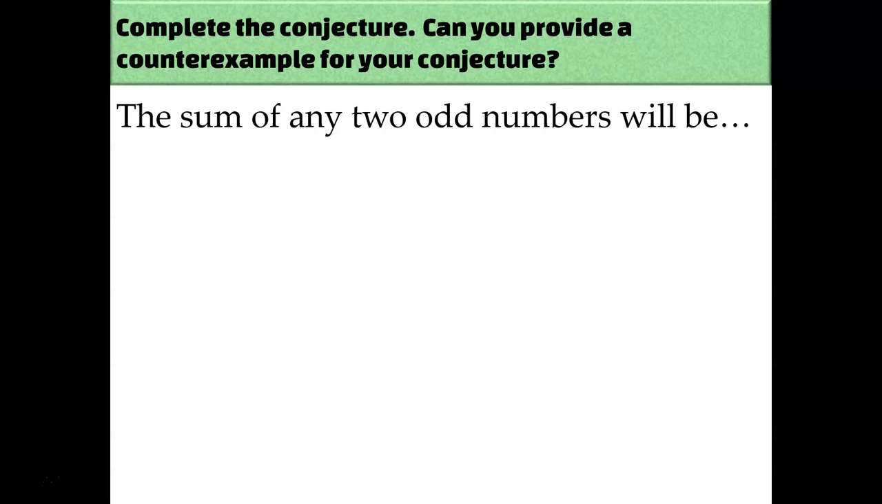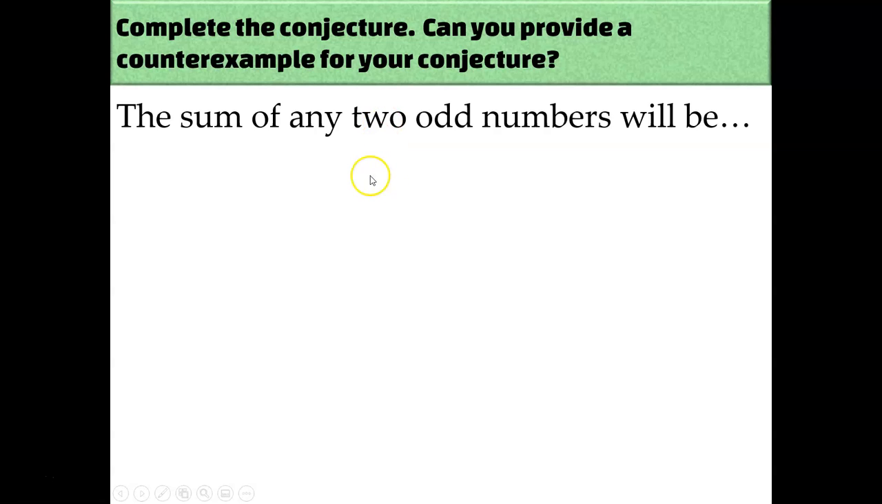Instead, the pattern is described to you, and you'll have to make up your own examples. Let's take a look. The sum of any two odd numbers will be, and then you're supposed to write a conjecture off of that. And you're like, well, what does that even mean? Well, let's do what it's asking us to do. Sum means addition.